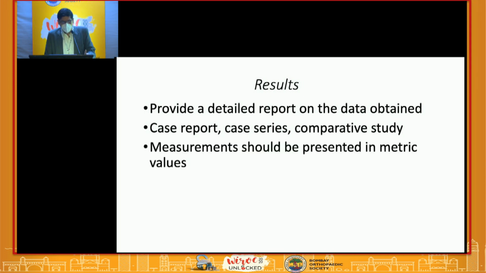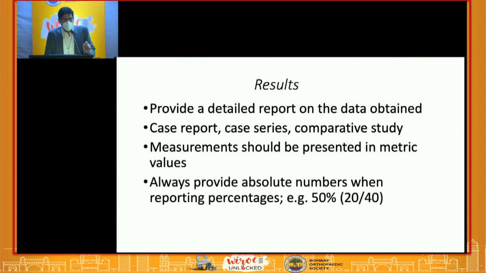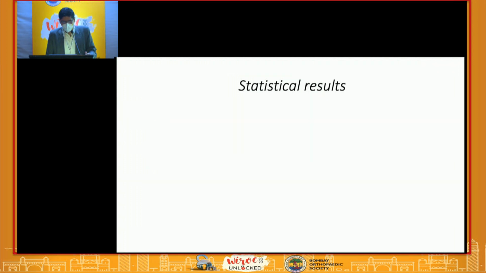Now the measurements should be prospective, always presented as metric values, and you have to provide absolute numbers. So you can't just say 50%, you have to say 20 of the 40. So what is the denominator, what is the numerator, you need to mention that very clearly. And try to present your data clearly and in a logical fashion.